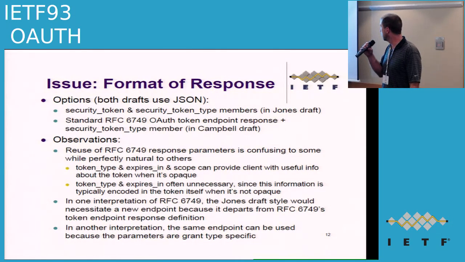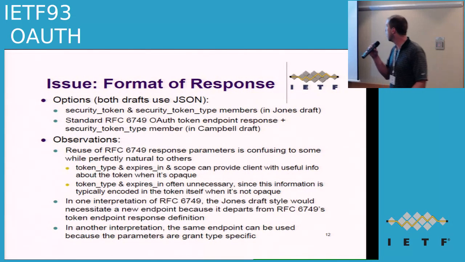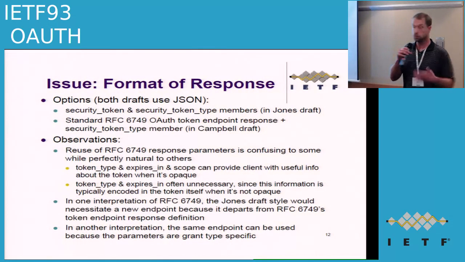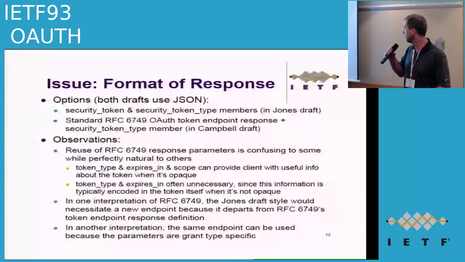And so on the other side, this is sometimes often unnecessary since the information is typically encoded in the token itself, which is almost always true, but sometimes the token is opaque to the client either because it's some reference data or the client just doesn't know how to tear it apart. But it's often intrinsic to the token. It's just a matter of whether the client has access to it or not. So here we have a good one.